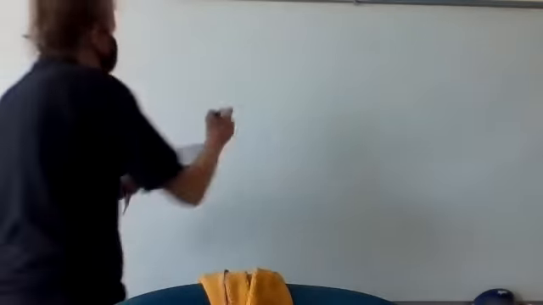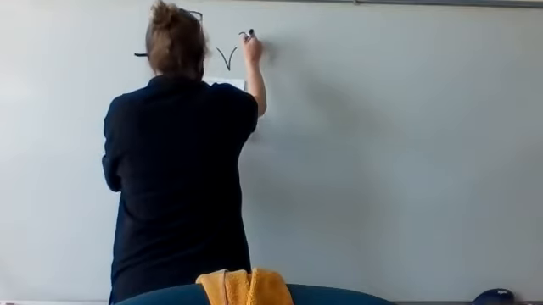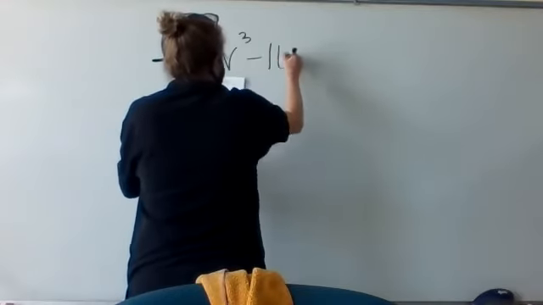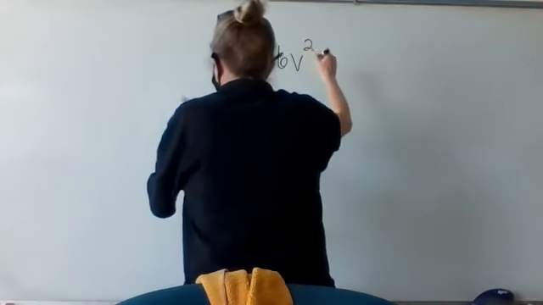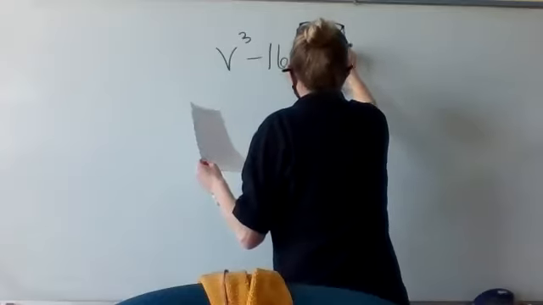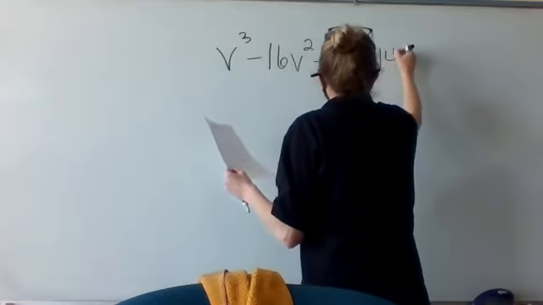All right, number 7, v to the third minus 16v squared minus 9v plus 144.